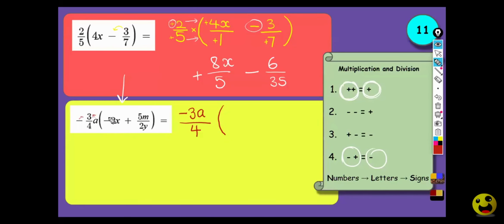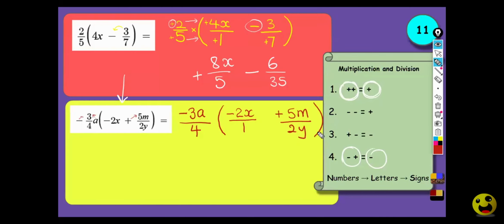This minus 2x is not a fraction, but we know what to do. You put 2x divided by 1, so we convert it into a fraction. This positive sign belongs to the 5m and 2y, but it's in the middle. So put it on top, right? That's to make life easier now.